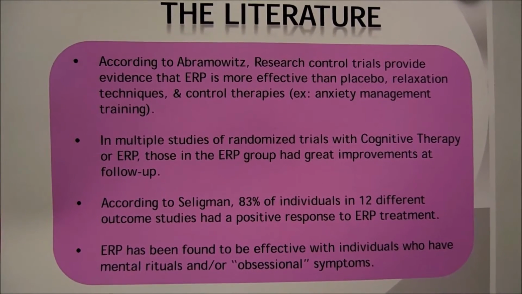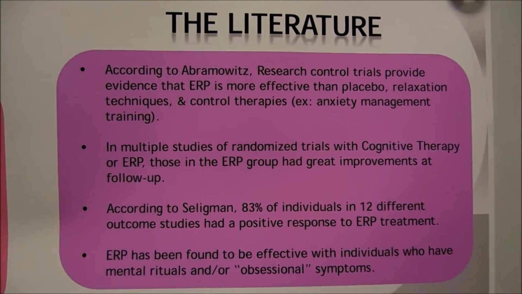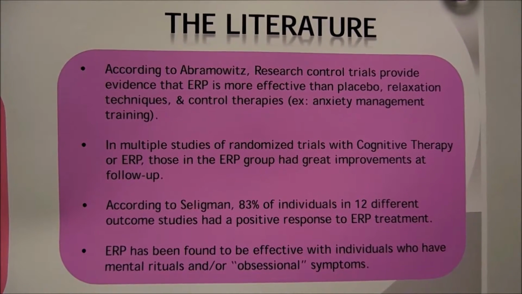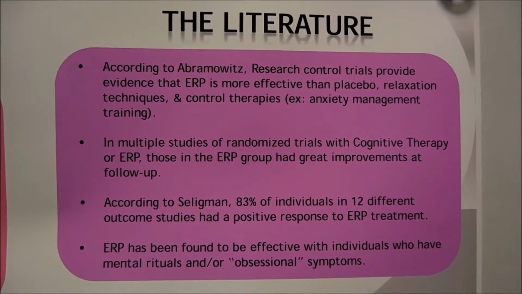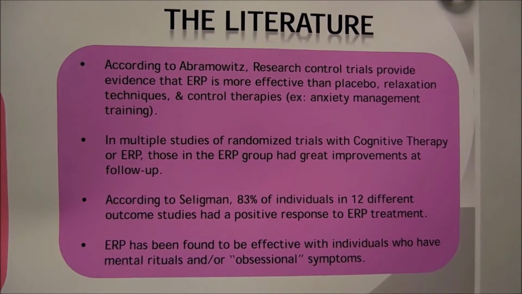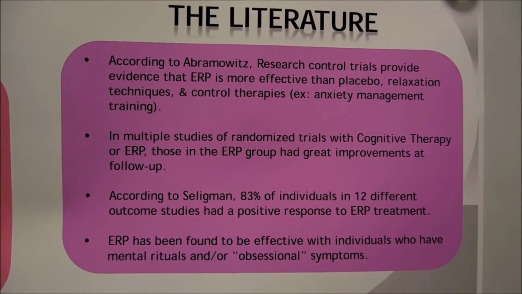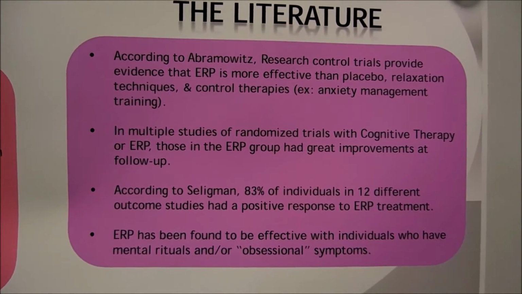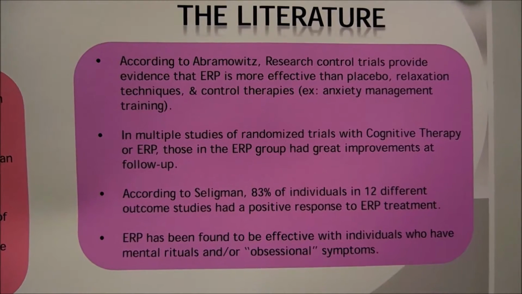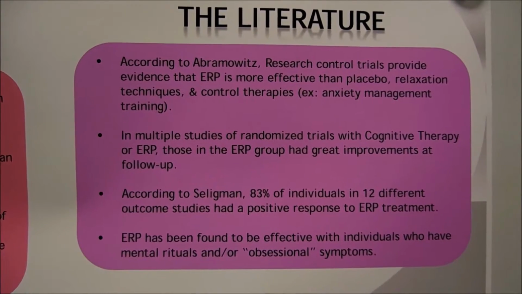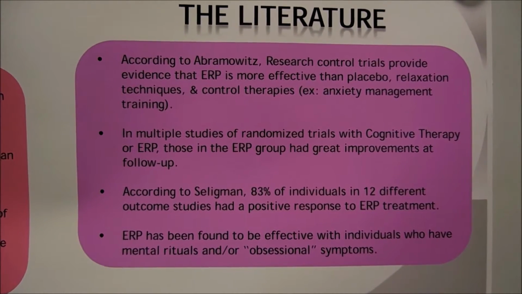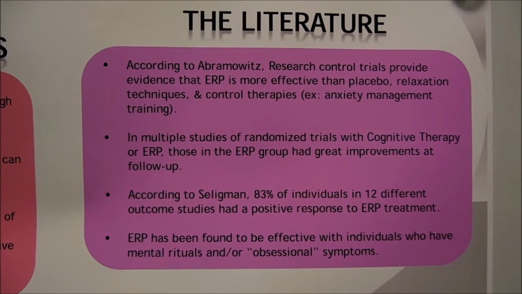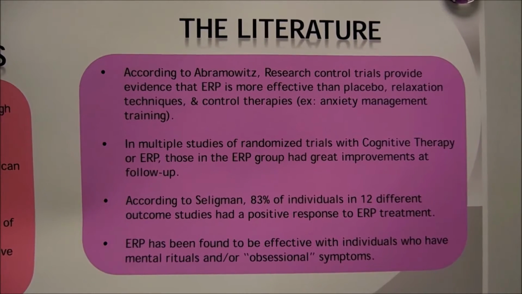In the literature about OCD and exposure response prevention, we found several articles. Research and control trials provide evidence that ERP is more effective than a placebo, relaxation techniques, and control therapies. An example of a control therapy would be anxiety management training. In a randomized 3-week trial of ERP or anxiety management, ERP participants had a 62% reduction in symptoms. This is compared to the anxiety management group, which had a 6% increase.